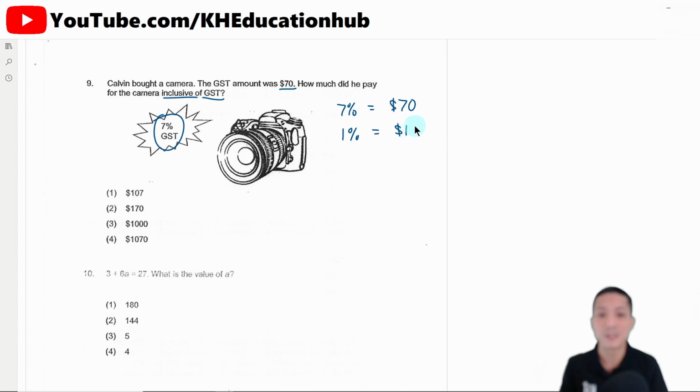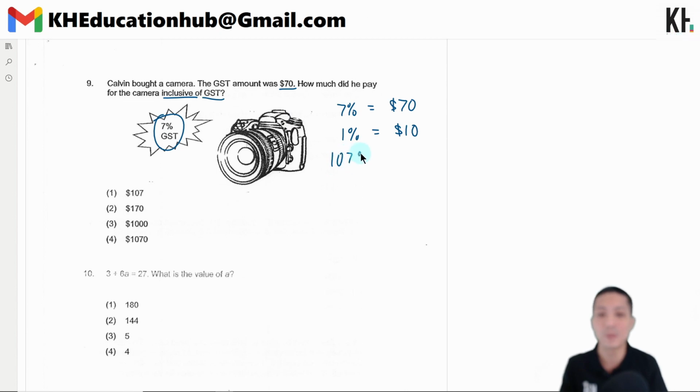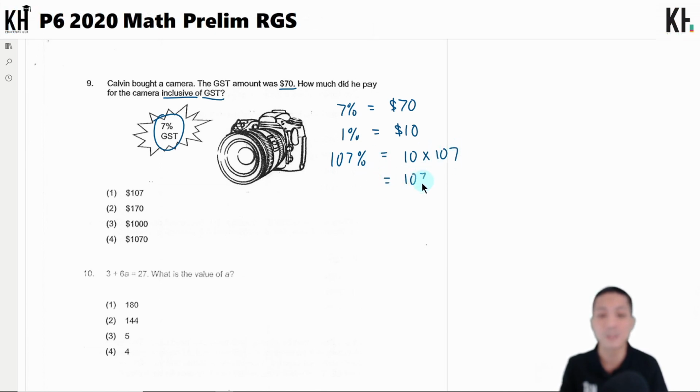1% will be $10. And if you want to find how much he paid inclusive of the GST, that will be 107%. Which will be 10 times 107, and that will give you $1,070. Okay, the answer will be number 4.